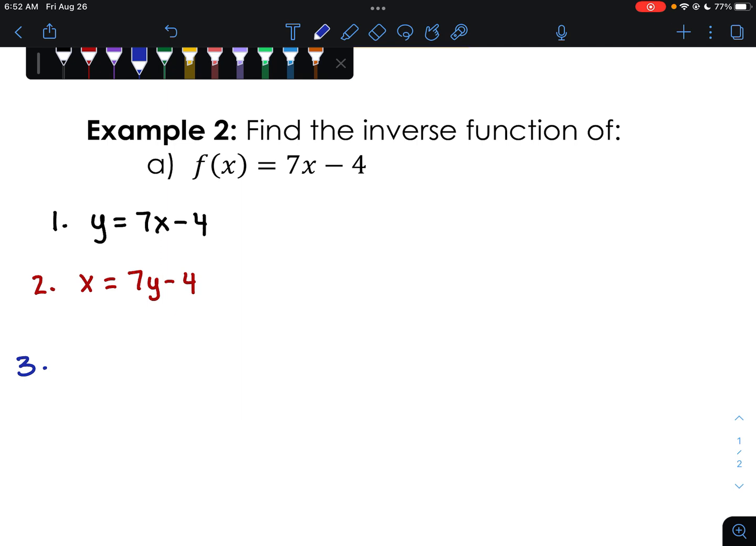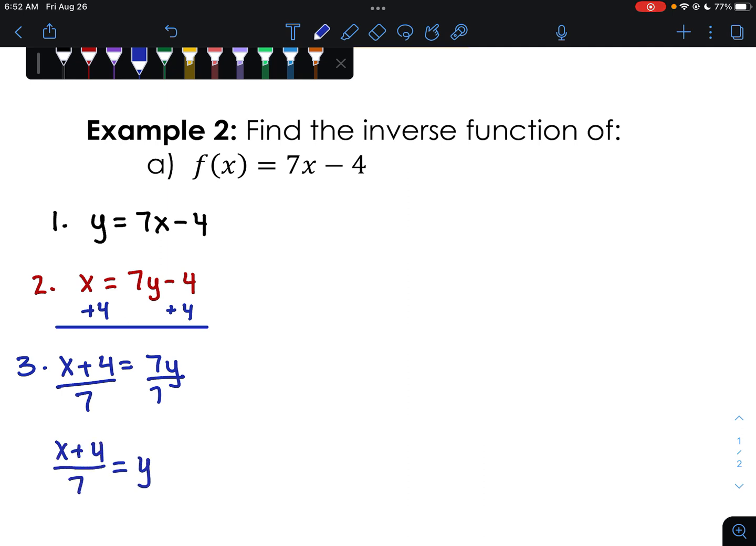So when I solve, the first thing I would do is I would add 4 to both sides to get y by itself. So I get x plus 4 equals 7y. Then I divide by 7. So I get x plus 4 over 7 equals y. Now that I have y by itself, step 4 says I just replace that y with f inverse, and I have x plus 4 over 7. And that would be my answer.